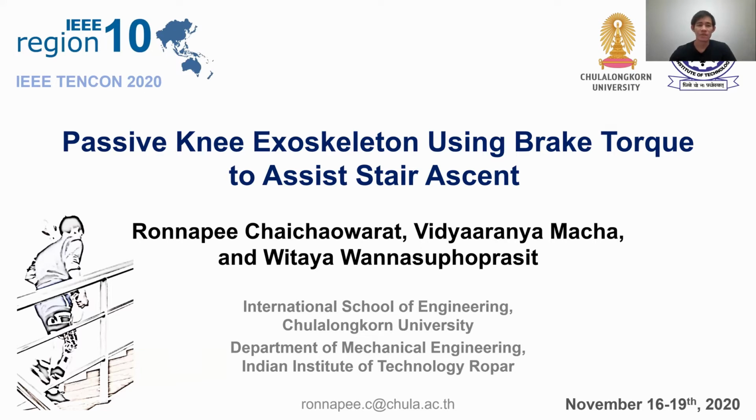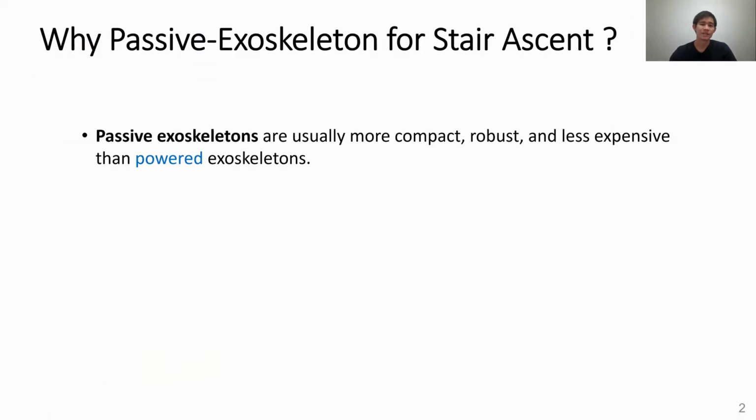So our topic today is a passive knee exoskeleton using brake torque to assist stair ascent. Passive exos are usually more compact, robust, and less expensive than powered exos because we don't have a huge additional energy source in the system.